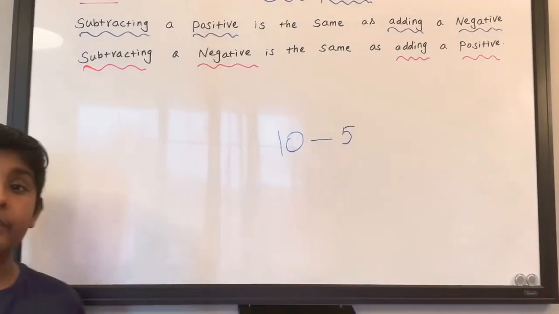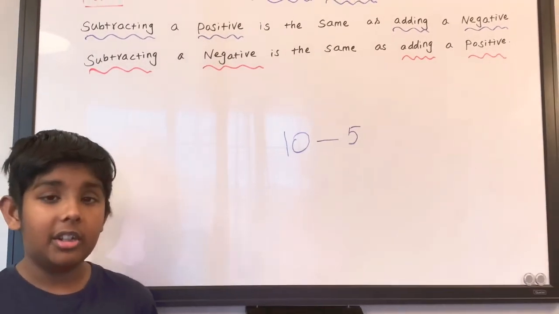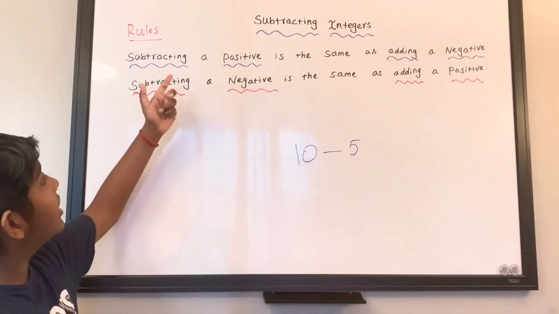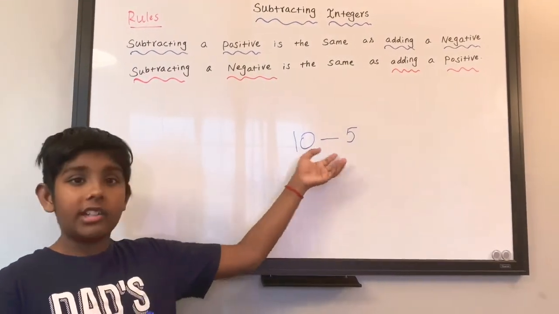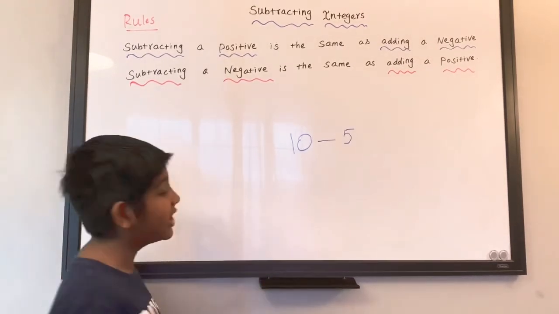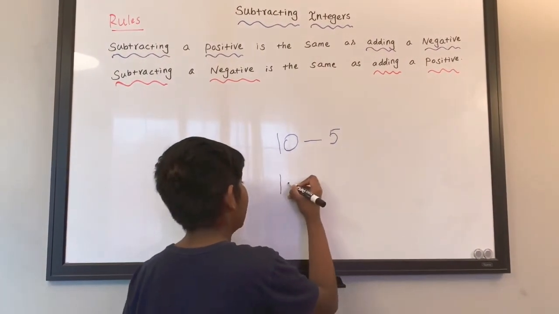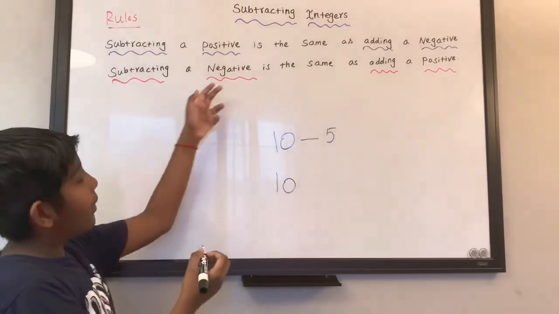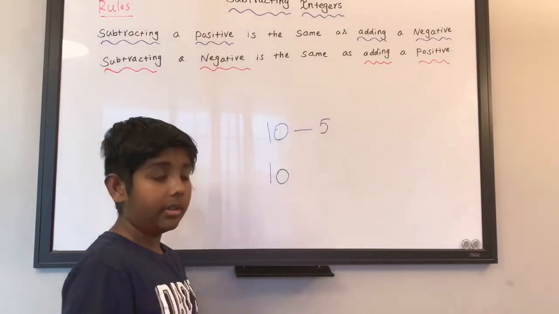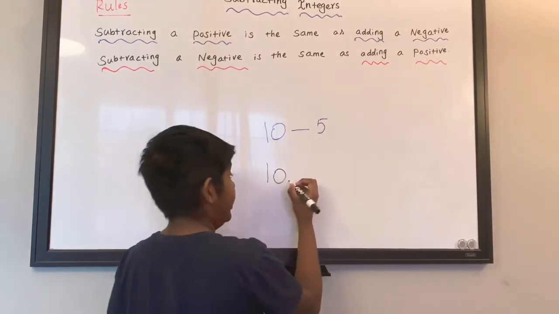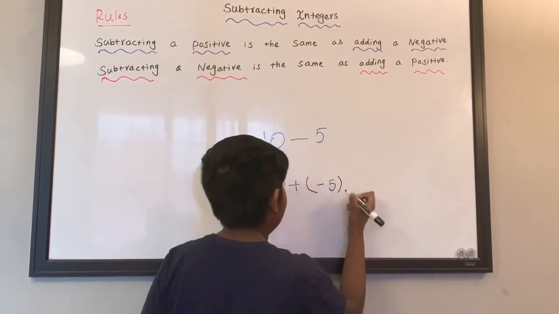So our question is positive 10, take away positive 5. So how are we going to do this question? Let's take a look at our rules here. Subtracting a positive number is the same as adding a negative number. In this question, we are subtracting a positive number. Now let's use that rule. So I want to keep the 10 as it is, and we're going to add a negative number, this negative 5. So we come with the adding sign and then negative 5. Okay, now we've rewritten it.